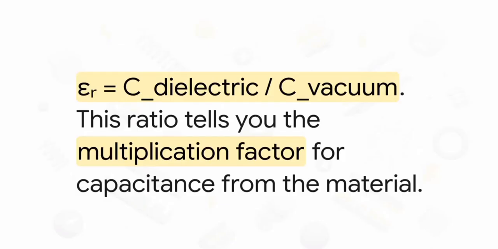And we can actually measure this supercharging effect with a really simple number called the dielectric constant. It's just a ratio. It's the capacitance you get with the material divided by the capacitance you get with just empty space or a vacuum. So if a material has a dielectric constant of, say, 6, it means it boosts the capacitance by exactly 6 times. It's a straight-up multiplier.